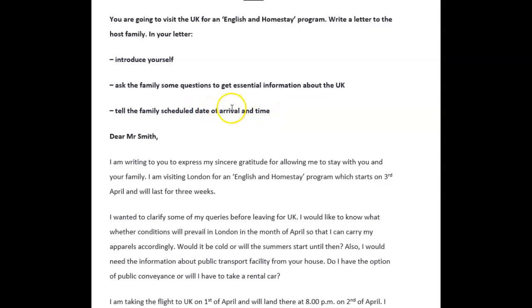For example, when it says tell the family the scheduled date of arrival and time, it's not enough to just cover the date. You also have to cover the time as well. This is what we mean by fully covering the bullets. You did that for this one, so that's not a problem. You also asked some questions, and that was fine. So where I think your task achievement lacked was in this first part, where you didn't really introduce yourself.